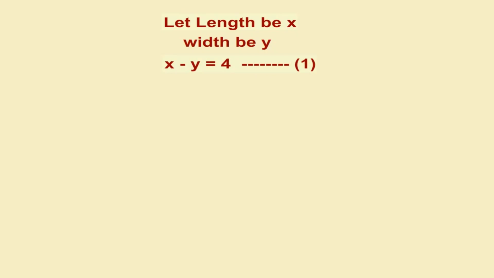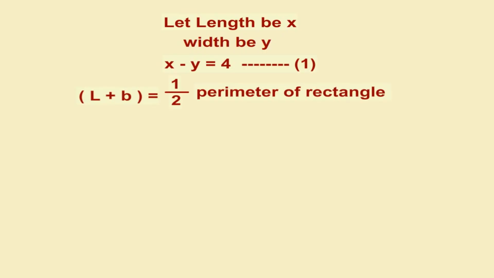Equation number 1. Length plus breadth is equal to 1 by 2 the perimeter of the rectangle. Length x plus breadth y is equal to half the perimeter of the rectangle, which is 36. Equation number 2.